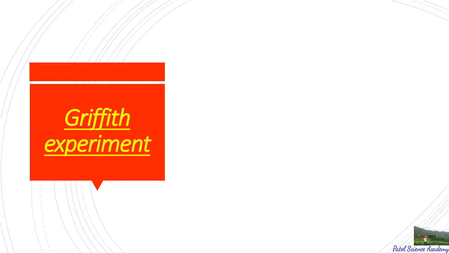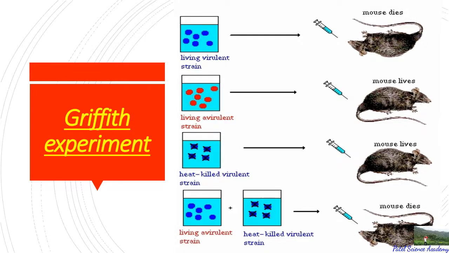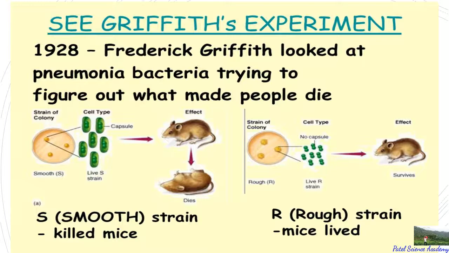Dear students, now we'll see the Griffith experiment. What is that Griffith experiment, dear students? Before we go into the detail of it, I would like to explain this slide. Griffith, in 1928, the full name of Griffith is Frederick Griffith. He was a British medical officer, and he performed an experiment on bacteria.